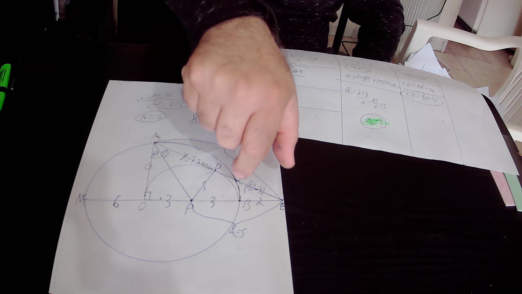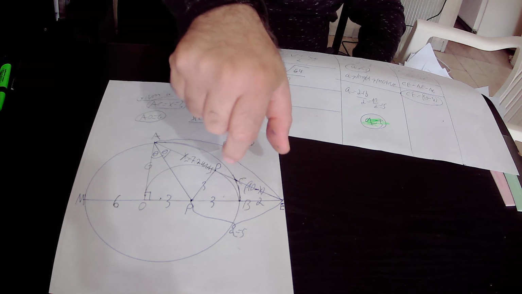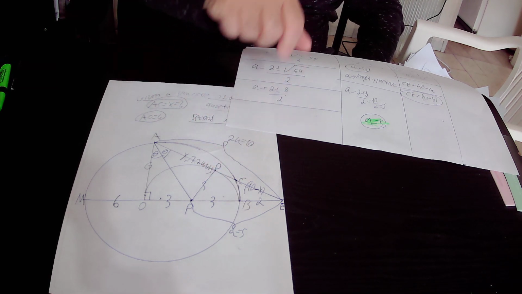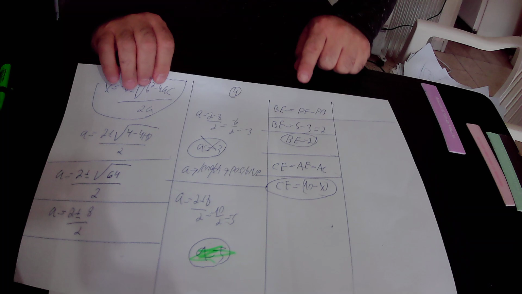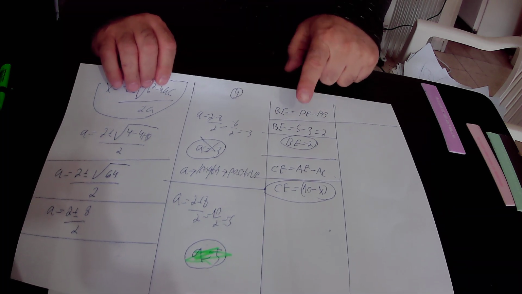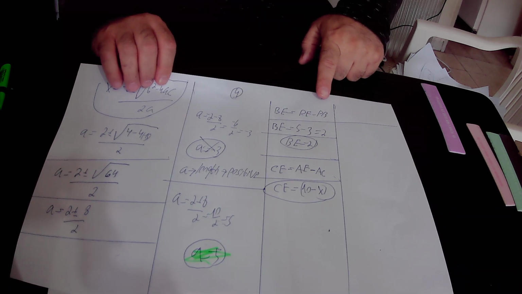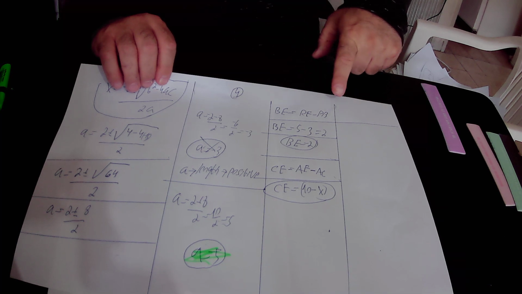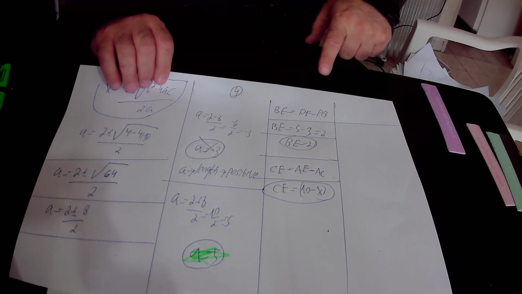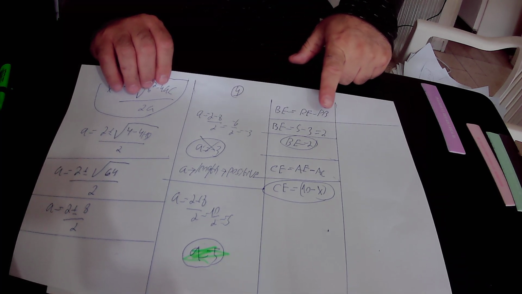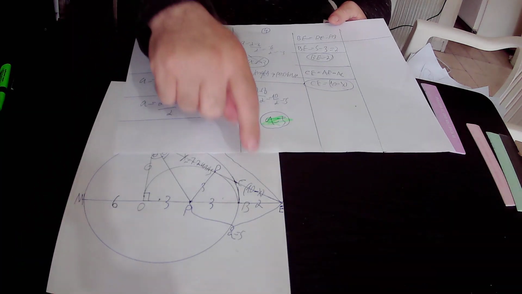From the drawing it is very easy to see that BE equals PE minus PB. PE equals 5 units. PB equals 3 units. So BE equals 5 minus 3, that is 2. So BE equals 2 units.